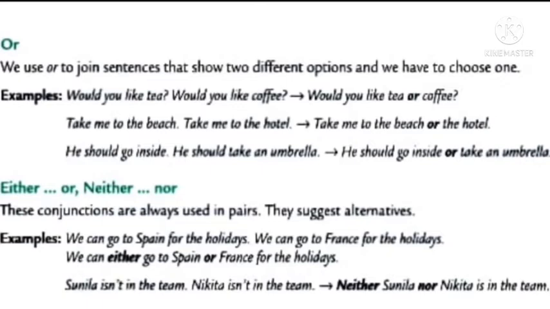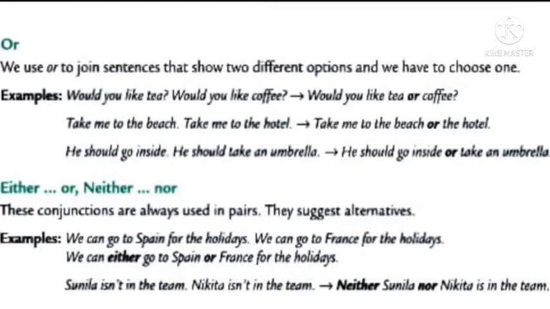Now let's look at another example. Take me to the beach, take me to the hotel. So here we have two destinations, okay? We have to choose any of these destinations. We have to select one, right? So we can make use of the word or, okay? So or is used to join sentences if there are two different options and we have to choose one. Another example, he should go inside, he should take an umbrella. He should go inside or take an umbrella because it's raining outside, okay? So if we have to make choices, then we have to make use of or in order to join the sentences.